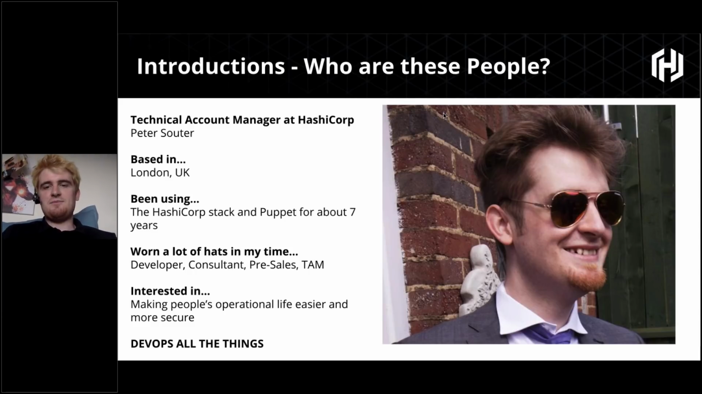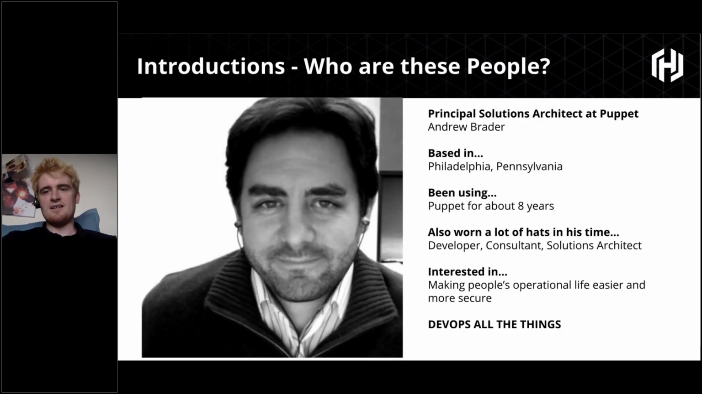So quick introduction. My name is Peter Souter. I'm a technical account manager at HashiCorp. I'm based in the UK, as you can probably tell from my accent. And I've been using the HashiCorp stack and Puppet for about 7 years now. So Puppet started at about version 2.6 maybe back in the day, and I've been using HashiCorp tools ever since Vagrant. I've worn a lot of different hats in my time. So I've been a developer, I've done consulting, done a little bit of pre-sales, and now I'm a TAM. And I'm interested in making people's operational lives easier and more secure, and DevOpsing all the things. And here's Andrew's slide, but unfortunately he's not able to make it.